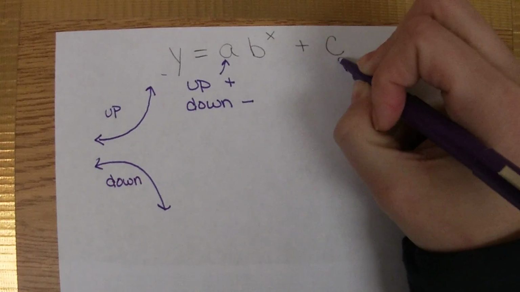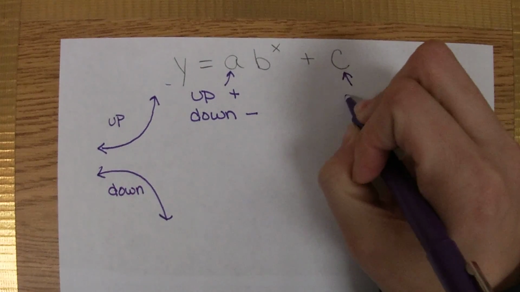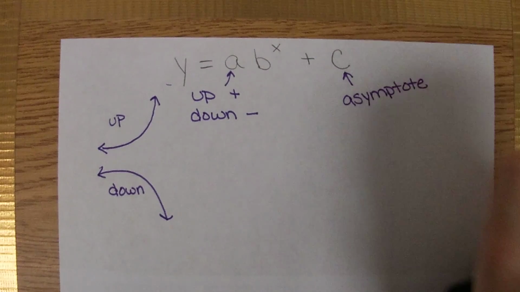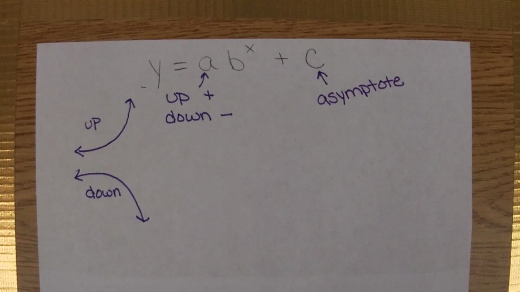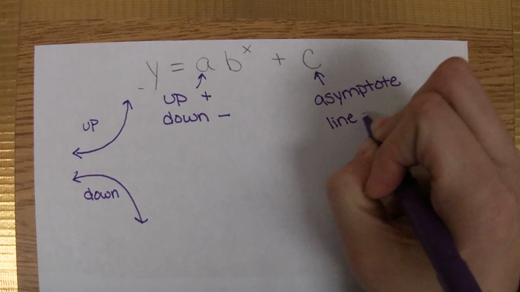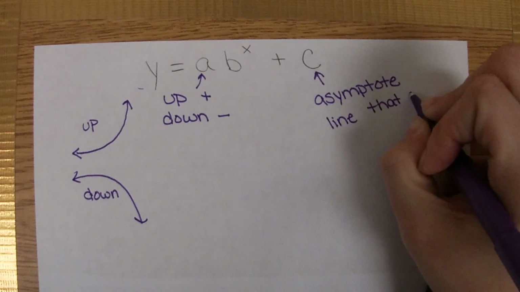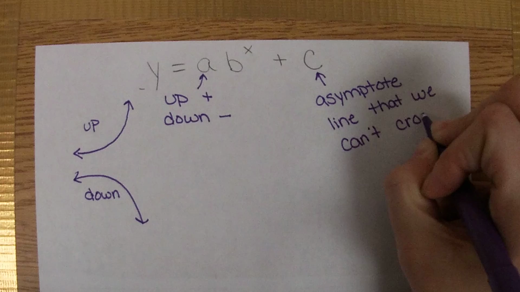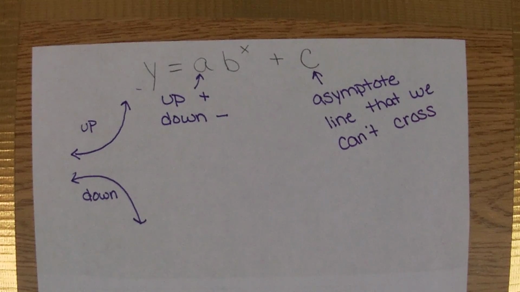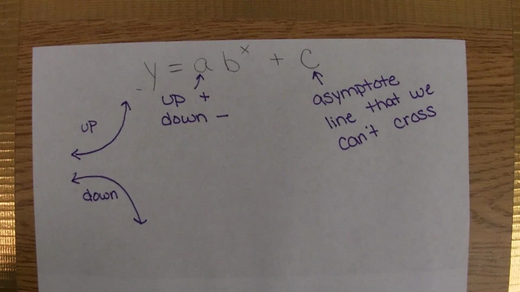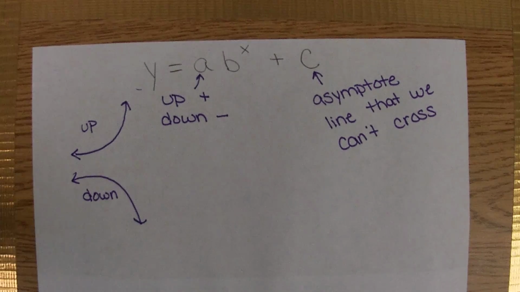Okay, and then c, here's a great math term. c is going to be what we call our asymptote. I did not pick that word. I don't know why it's so strange. And our asymptote is going to be a line that we can't cross. As we start going through and looking at a couple of examples, I'll be able to show you a little bit better what that all means.